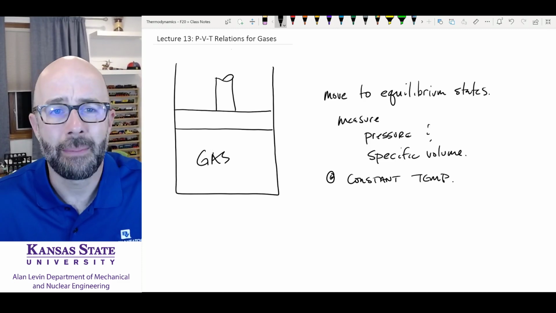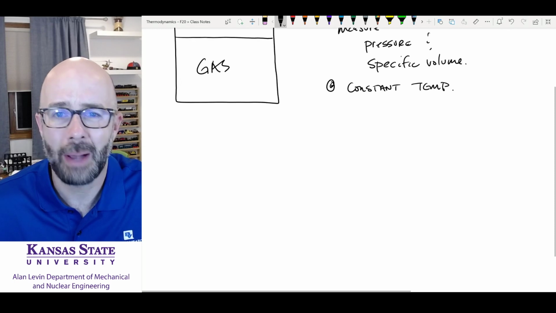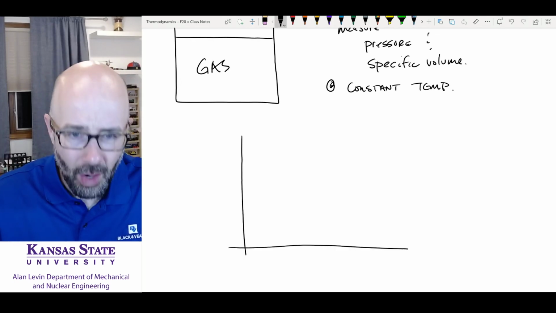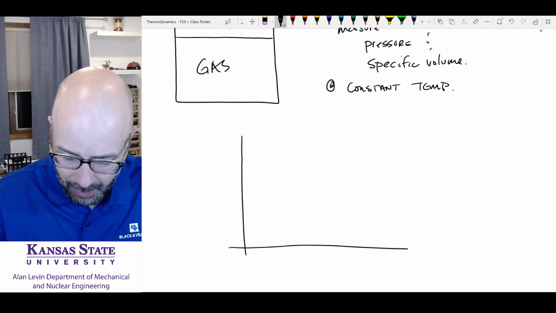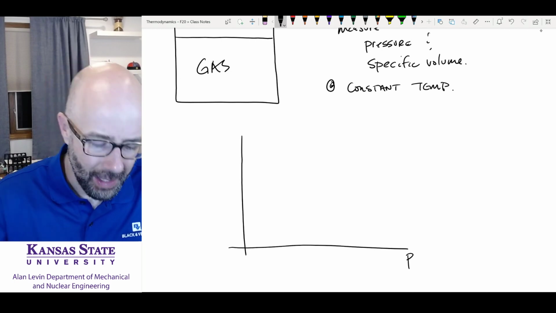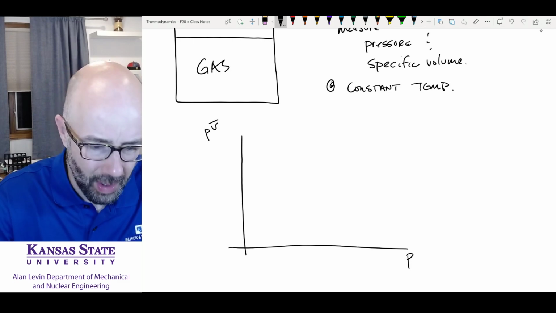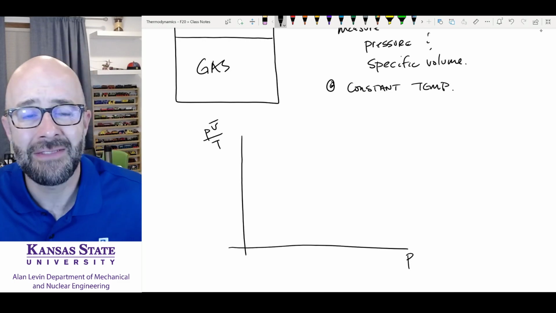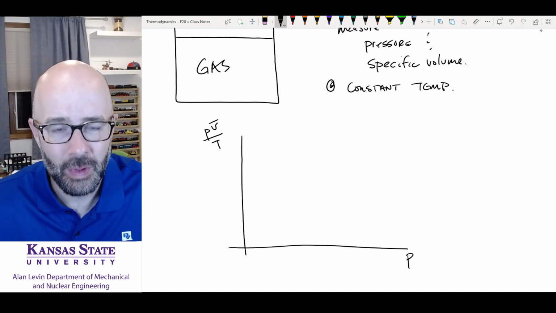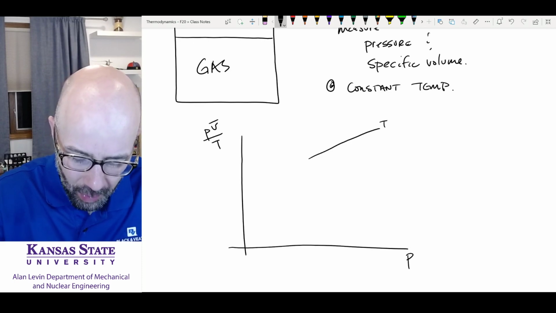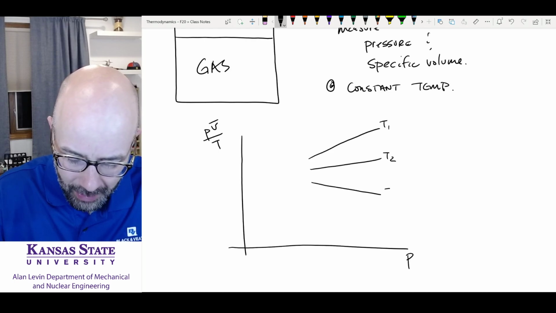Okay, and let's see what happens if we plot that information. I'm going to draw a representative plot here. On one axis, we're going to put pressure. And on the other axis, I'm going to plot pressure times molar specific volume all over temperature, PV over T. We do that for a reason, because if I do that, here's what happens to the lines. They look like this. Here's going to be my temperature 1. And then if I do a different temperature, maybe this is my temperature 2, and maybe this is my temperature 3, and maybe this is my temperature 4.